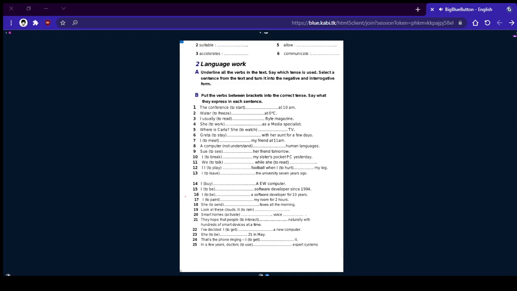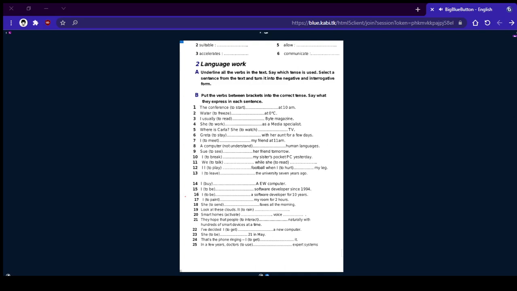Present perfect. I have for, and since is for present simple. Present perfect. Very good. Yes. So I have been a software developer for 10 years. Okay. Very good. The next one, I to paint my room full of painting.